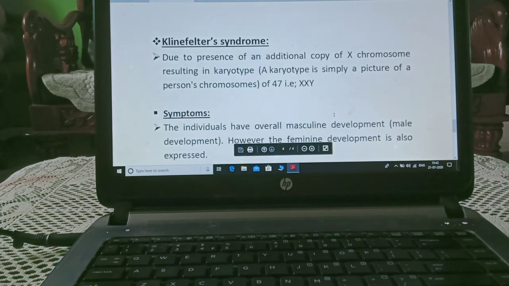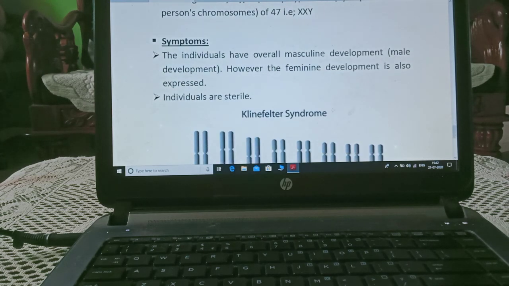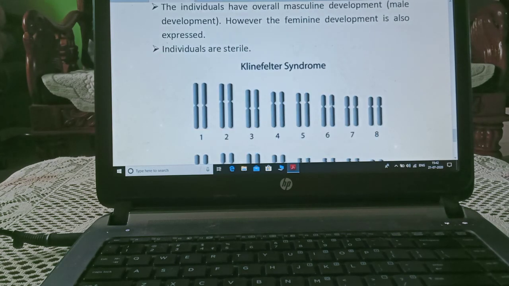Klinefelter syndrome. Due to presence of an additional copy of the X chromosome, resulting in a karyotype, and karyotype is simply a picture of a person's chromosomes, which is of 47, that is XXY. Now symptoms. The individuals have overall masculine development, that is male characteristics. However, the feminine development is also expressed. Individuals are sterile. They are not able to reproduce.